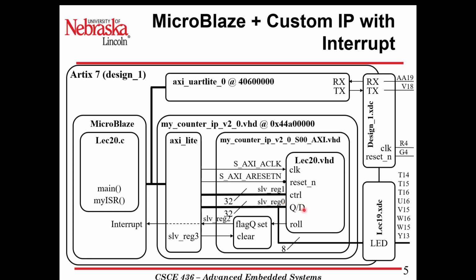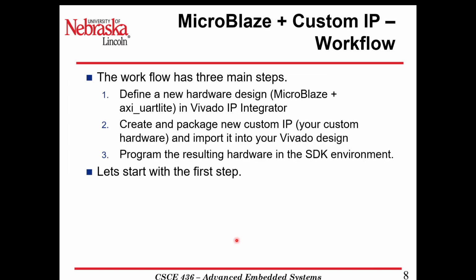Notice for our counter we have D, the load value, and the Q value on the same register, but for the set, it uses a roll signal, and then the output of that flag register will go to slave register 2, and then we're going to set a clear value from slave register 3. So we're going to learn how to read and write to those slave registers in our IP core through the process of today's lecture.